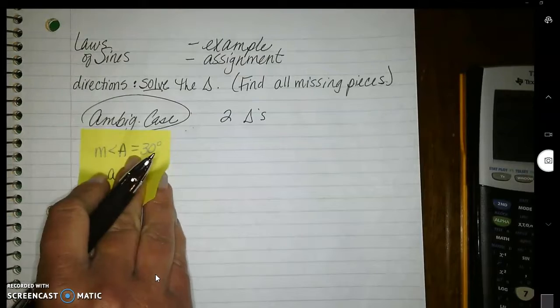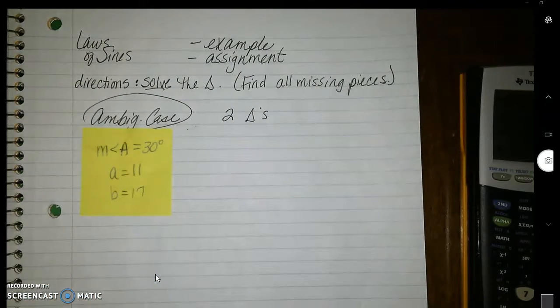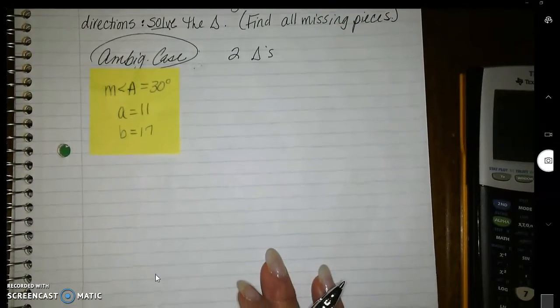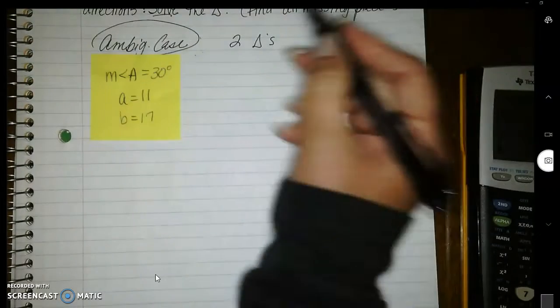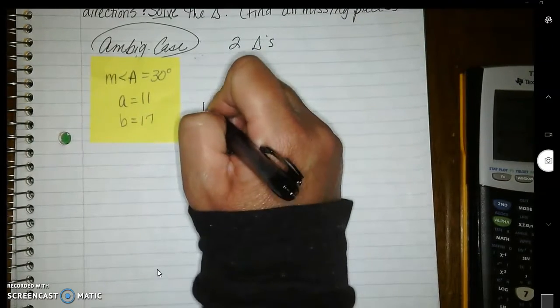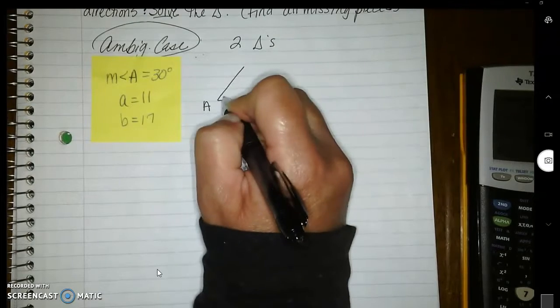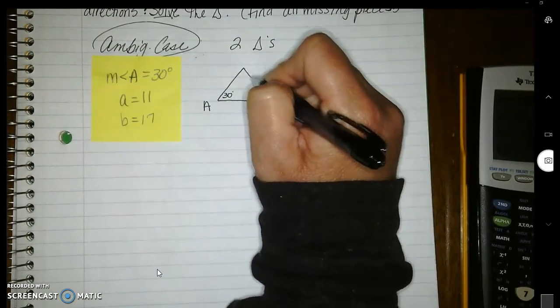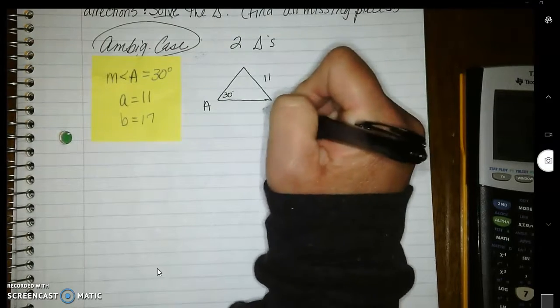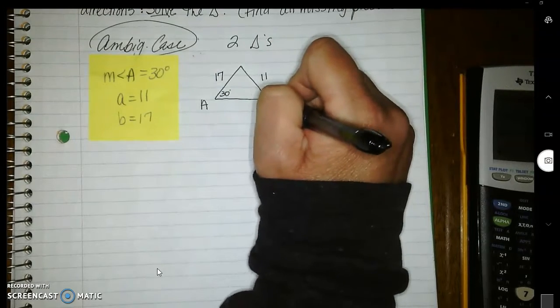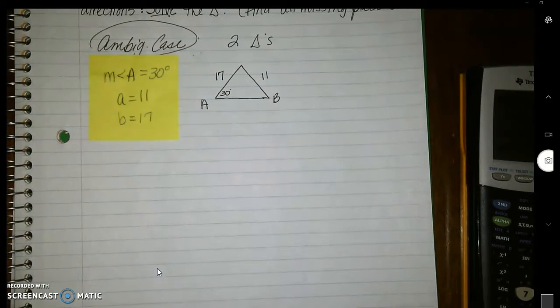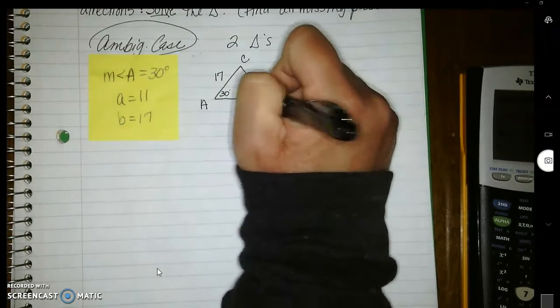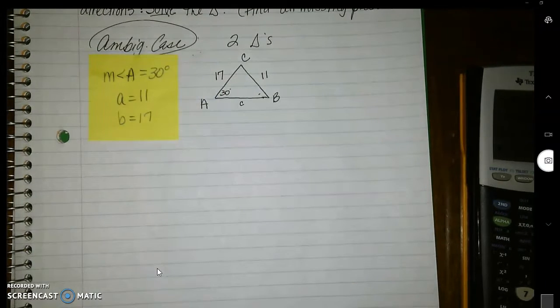So first of all, here is the information that I was given. Okay, so I'm given angle A, side A, and side B. So I'm going to go ahead and draw my picture so that it's set up in the same orientation. Here's angle A, 30 degrees. Side A is going to be 11. And then side B is 17. So I'm going to put side B here, which is going to put my angle B on the opposite side of it over on that side. Okay, so I need to find what this angle is, what this side length is, as well as that angle. So let's go ahead and get started.